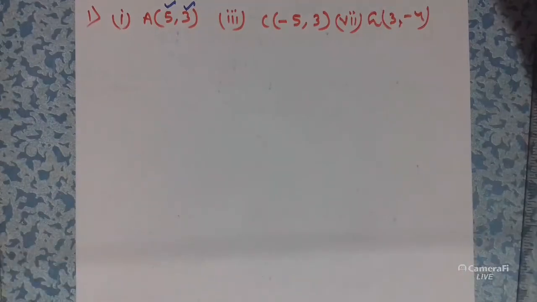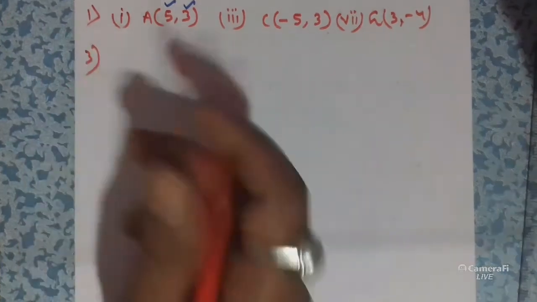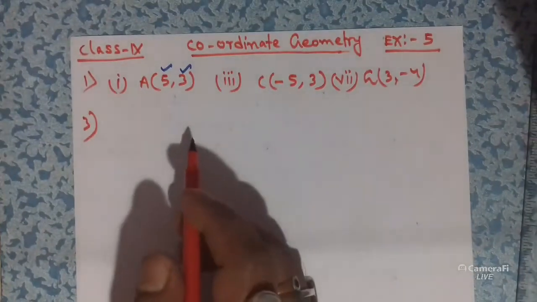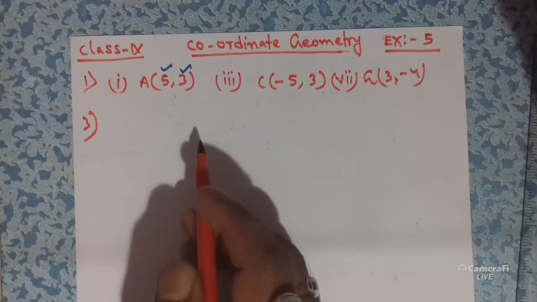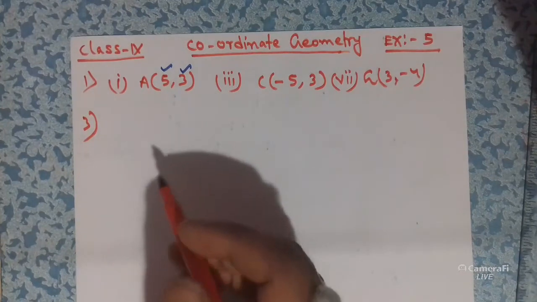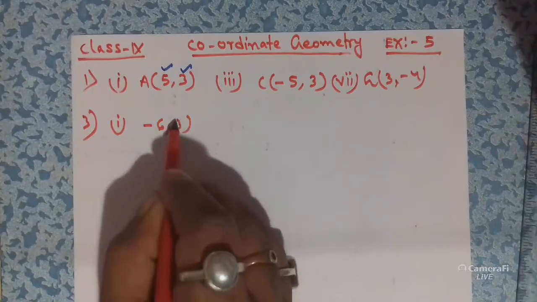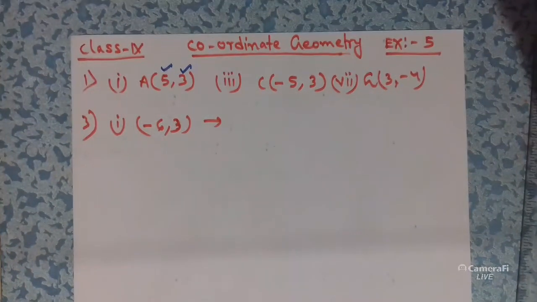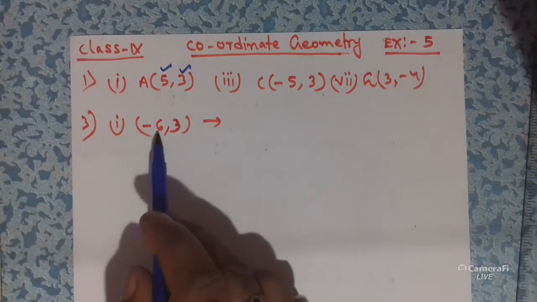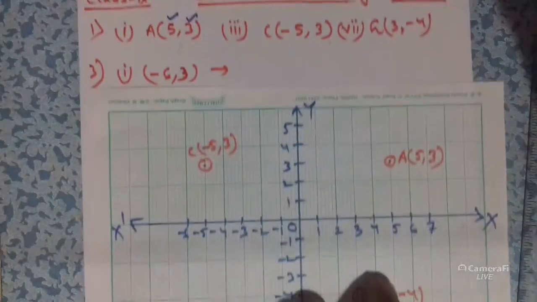Now I am going to discuss problem number 3. Problem number 3 is: for each of the following points, write the quadrant in which it lies. One point is (-6, 3). In which quadrant will this point lie? Here students, to know this, first see the graph.